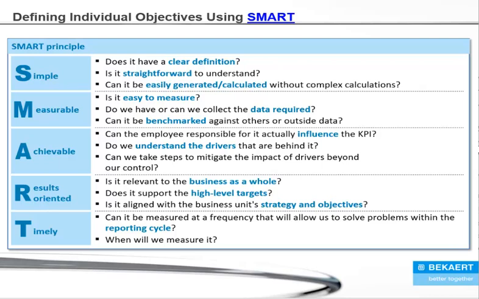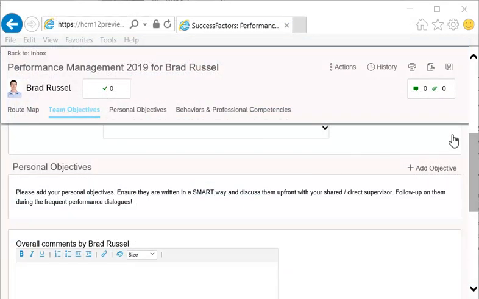SMART is simple. Do we have a clear definition? It's measurable. Do we have or can we collect enough data required? It's achievable. Do we understand the drivers that are behind it? It's results oriented. Is it relevant to the business as a whole? And it's timely. Can it be measured at a frequency that will allow us to solve the problems within the reporting cycle? Now that we have a pretty good understanding of SMART, let's go ahead and add an objective.